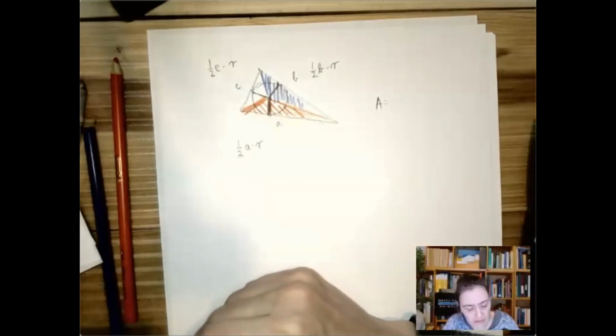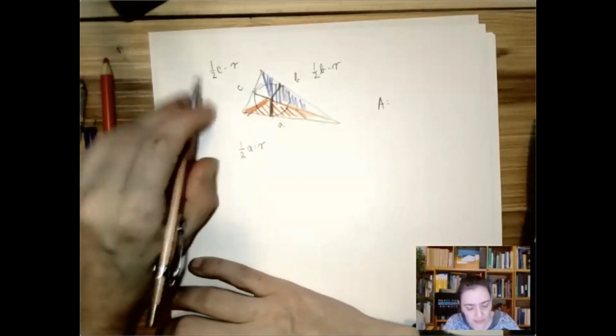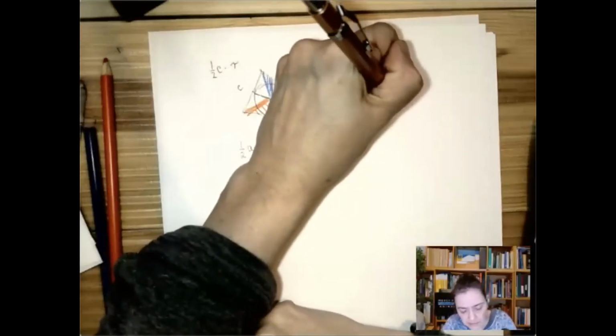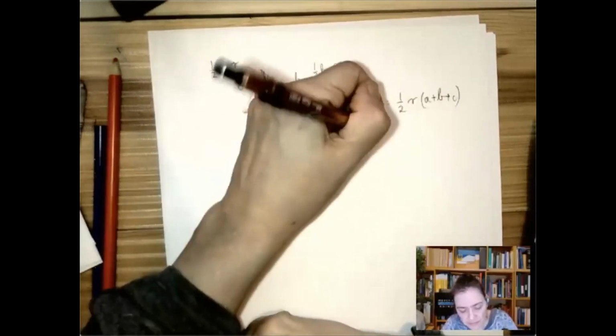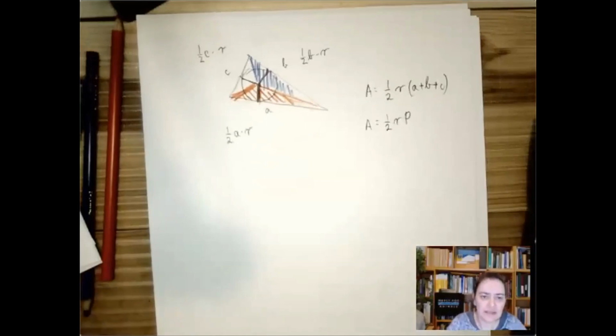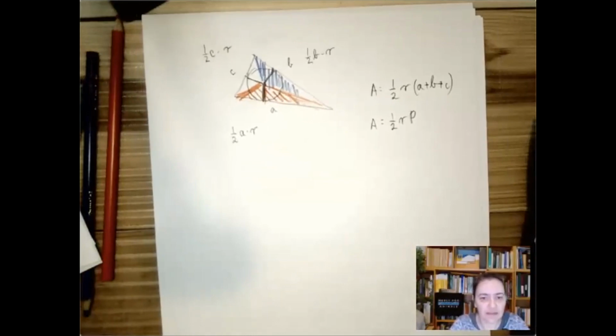So if we add all three together, we get the area of the triangle, and it's 1/2 R times A plus B plus C, which is the perimeter. And so that means that if we know the perimeter and the area of a triangle, we can find the inscribed circle. And let us just remember that if the triangle is right, or if the triangle is isosceles, then we can find both the area and the perimeter pretty easily.